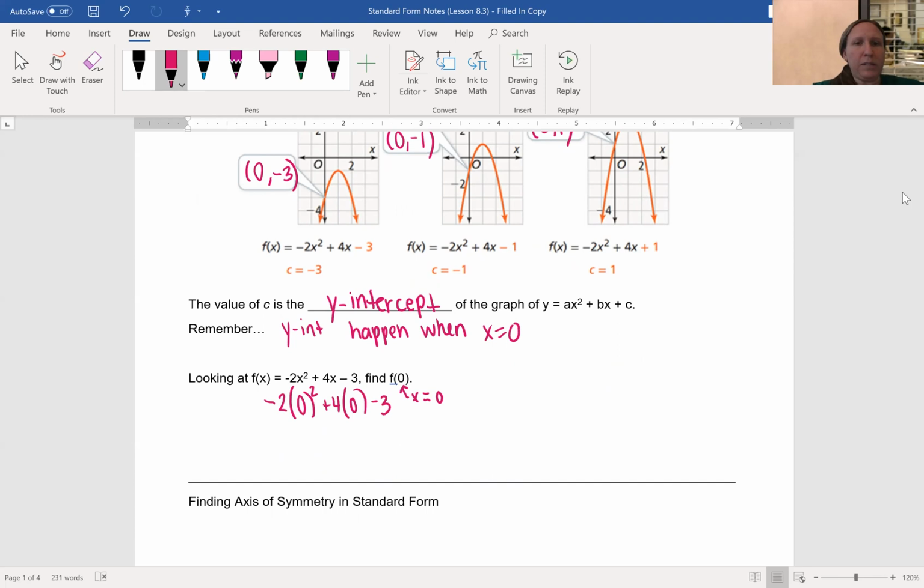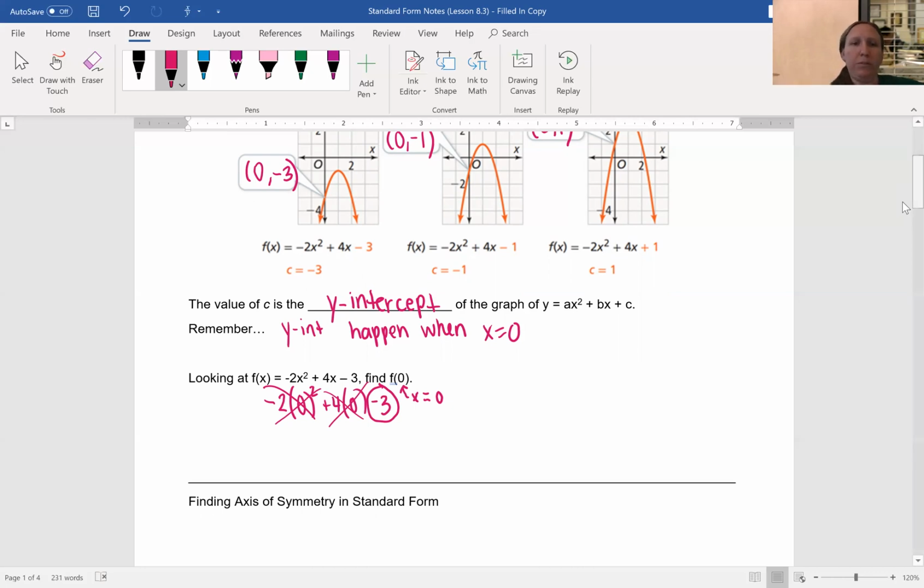And what's really nice about this is we'll have to do 0 squared first, okay? But that's just going to be 0. 4 times 0 is 0. And the only thing that's left is that constant at the end. So that's why in any of these standard form equations, that constant at the end is going to be the y-intercept, because when you plug in 0 to that equation, that's going to be the only thing that's remaining.